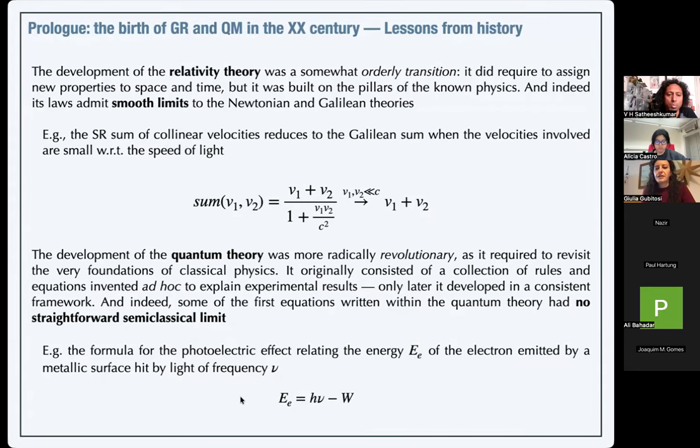This formula doesn't really have a corresponding limit in classical physics. So it's a formula that you would not have written within classical physics, not even in an approximate way. While here you have that in the previous theoretical framework, you would still write a formula that is an approximation of the more general formula, okay? And this helps us in thinking about quantum gravity. So we don't know whether quantum gravity is going to be a somewhat orderly revolution or a radical revolution.